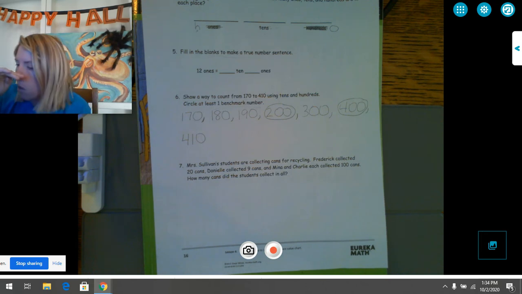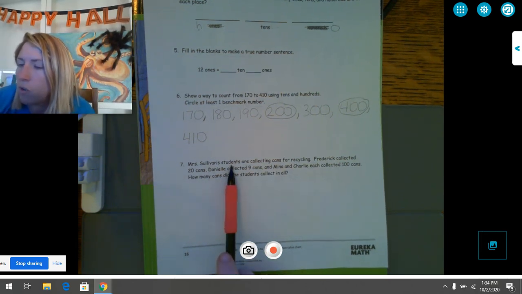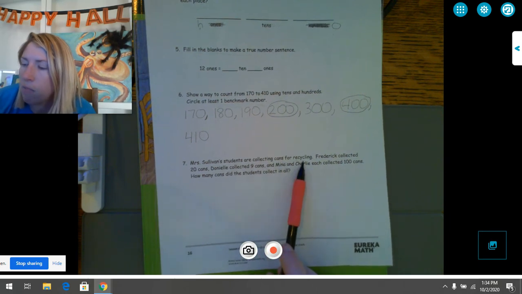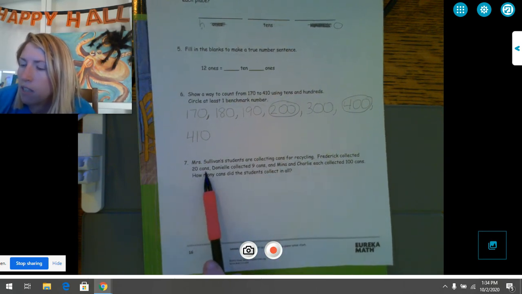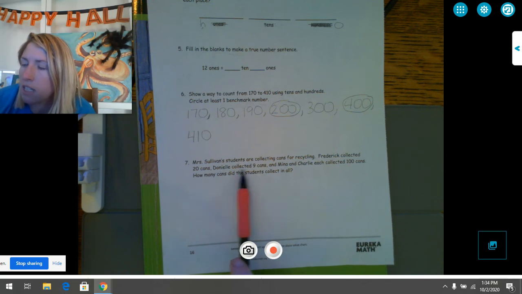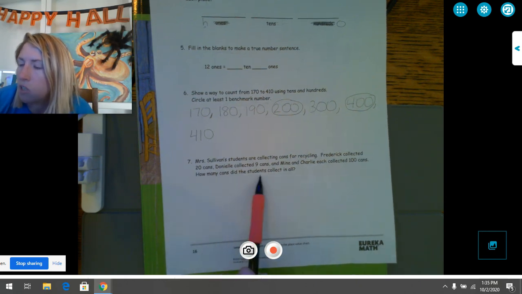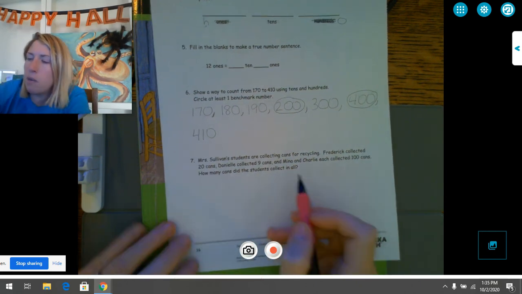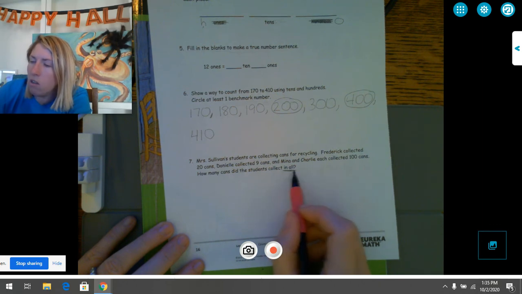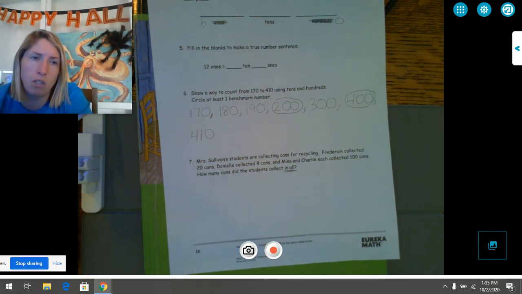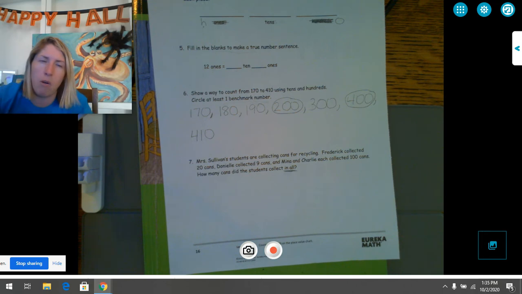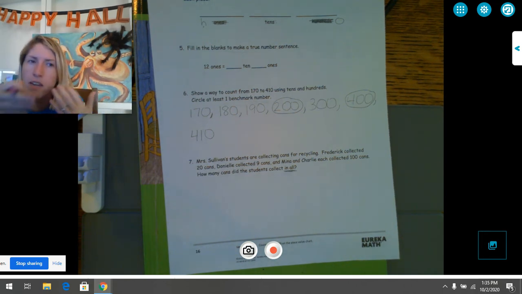All right, and the last problem for your homework page, it says, Mrs. Sullivan's students are collecting cans for recycling. Frederick collected 20 cans, Danielle collected 9 cans, and Minna and Charlie each collected 100 cans. How many cans did the students collect in all? This is an important part. In all is an important word that lets us know we're supposed to be adding. So they want to know how many in all means put them all together, right? And when you put something all together, you're adding numbers up.